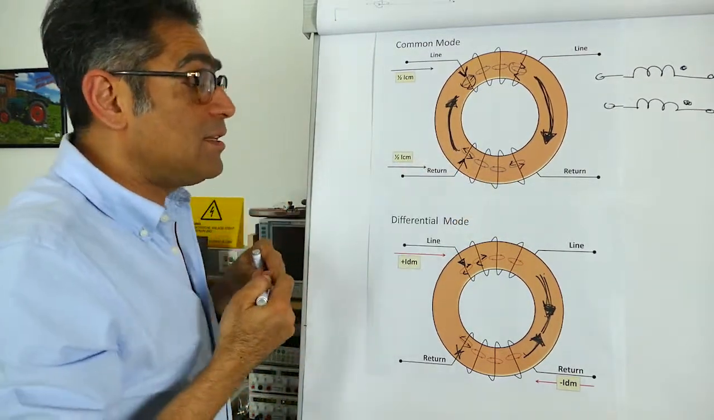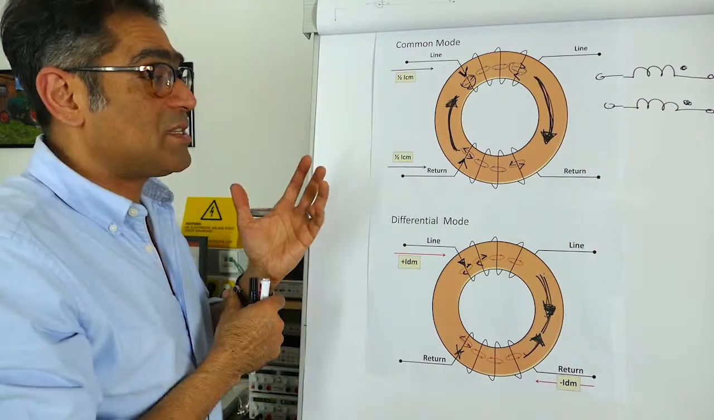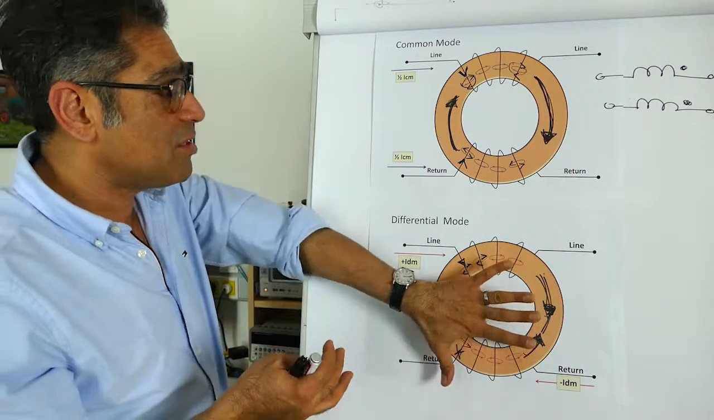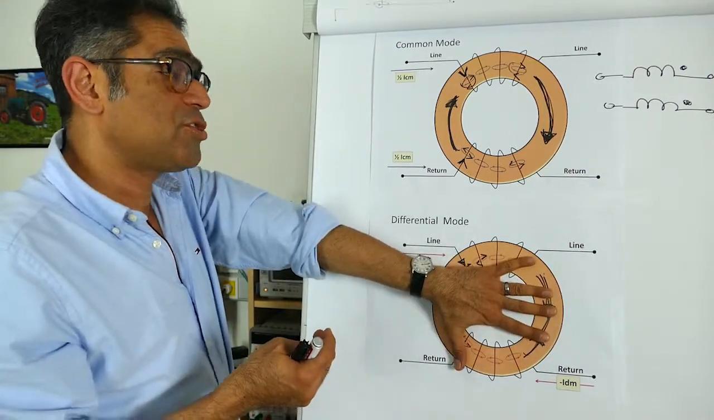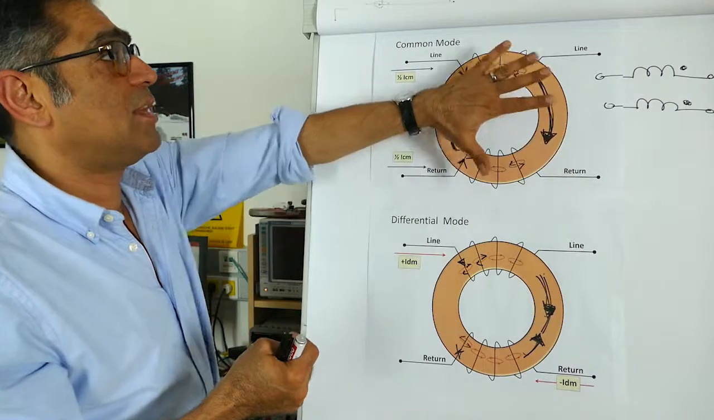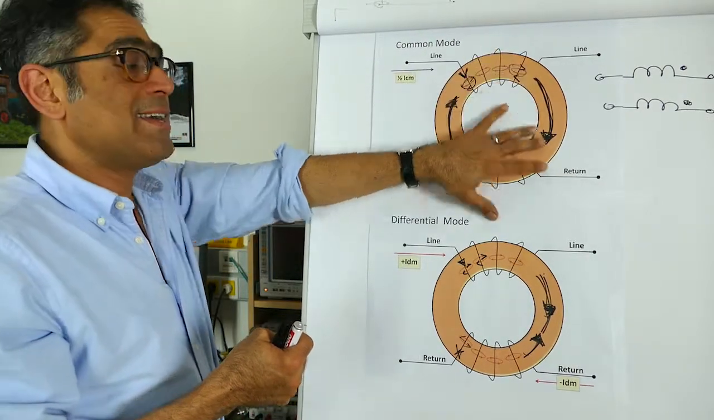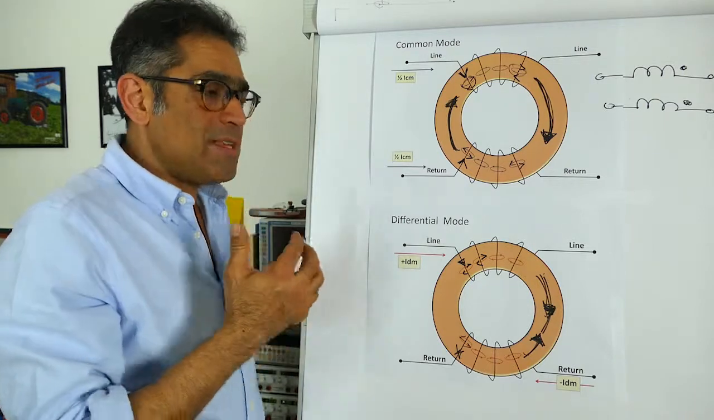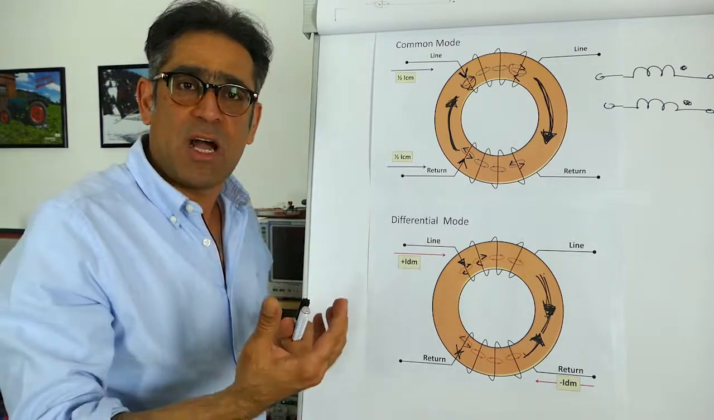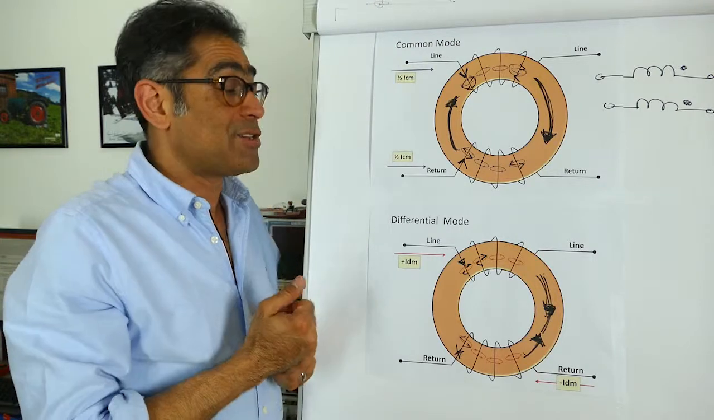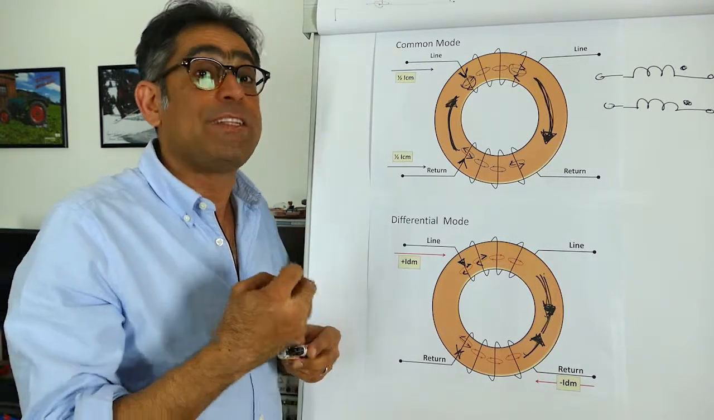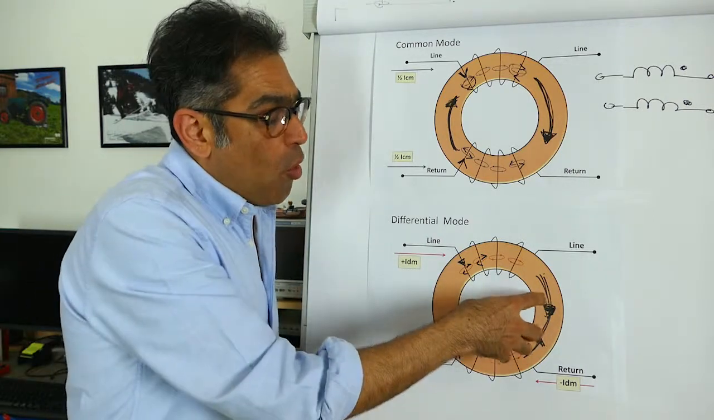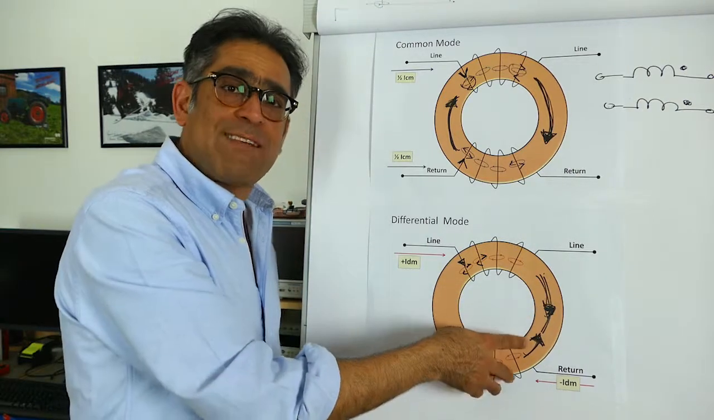Now, in an ideal world, 100% of the flux would couple, and therefore you would have zero differential mode inductance and lots of common mode inductance. In reality, this never happens because some of the flux leaks. This is called the leakage inductance or stray inductance, and some manufacturers even call it differential mode inductance. The name gives it away: not all of the differential mode currents cancel.